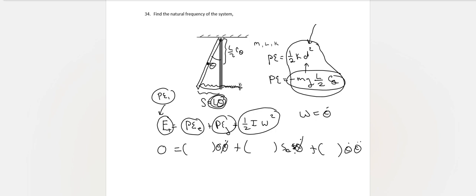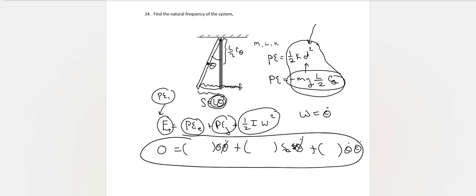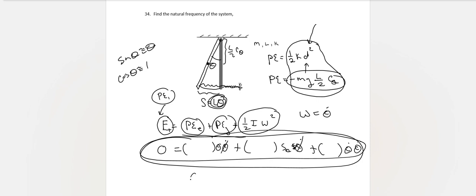Now, here's something about these rotational type problems. When you get to this point right here, anywhere where you see a sine theta, you can approximate that to theta. And anywhere you see a cosine theta, for small thetas, you can approximate that to 1. And that'll take this big long mess and clean it right up so that you can write it as theta double dot plus a number times theta equals 0.